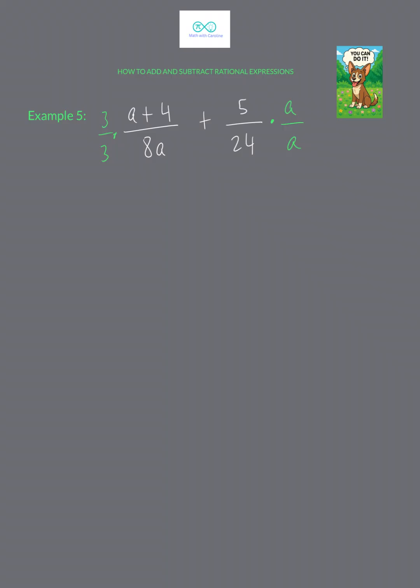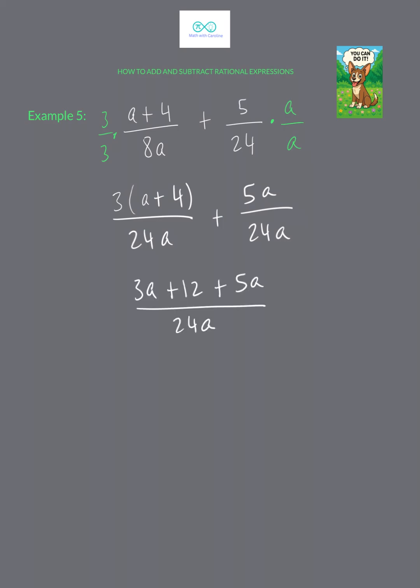So what are we ready to do then? Combine our numerators. Go ahead and do that now. Now we want to make sure that we have parentheses around this a plus 4 because we have to distribute our 3. And then this is just 5 times a, so we can go ahead and write that down. So now let's rewrite it as one fraction. And I've also distributed the 3. So we have 3a plus 12, and then plus our 5a.